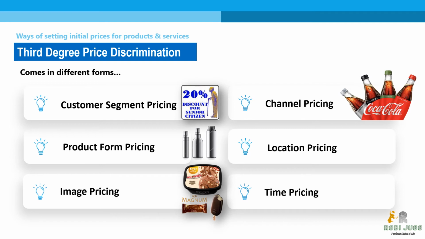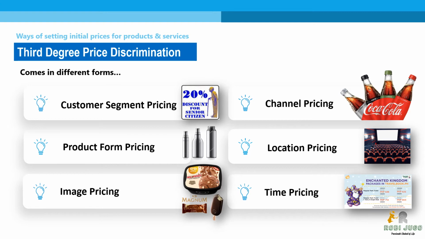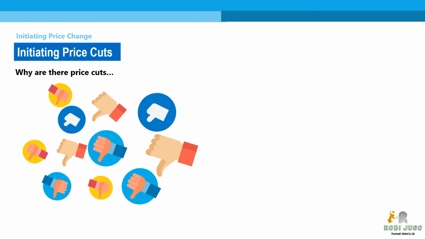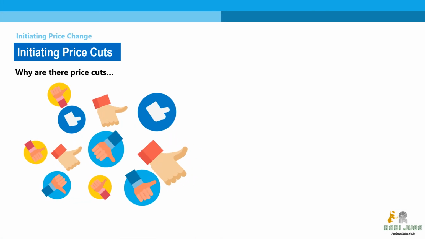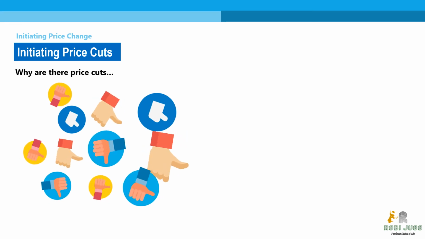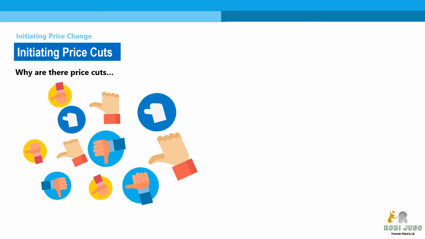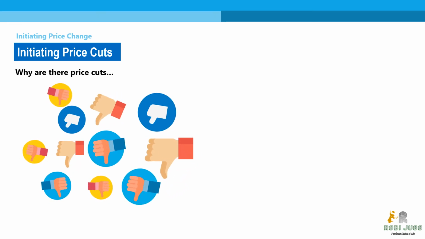An example is the difference in prices of theater seats, if you are, say, seated in the front or if you are seated in the back. Lastly, for time pricing, prices are varied by season, day, or hour. An example is Enchanted Kingdom's weekday price versus weekend price. In the next slides, we will be discussing the other factors initiating price change, specifically price cuts and price increases.